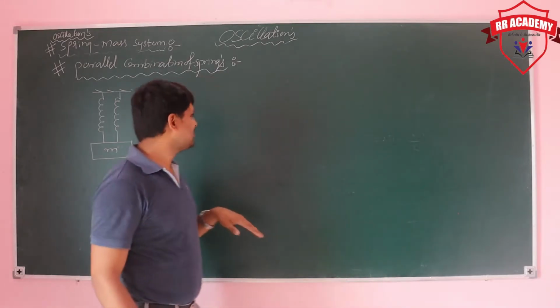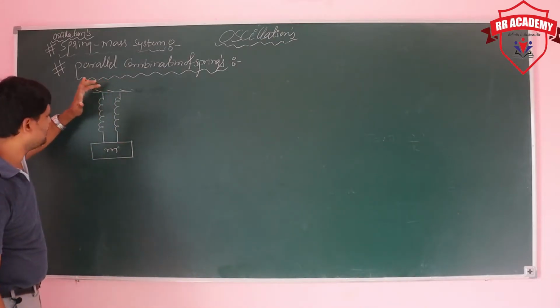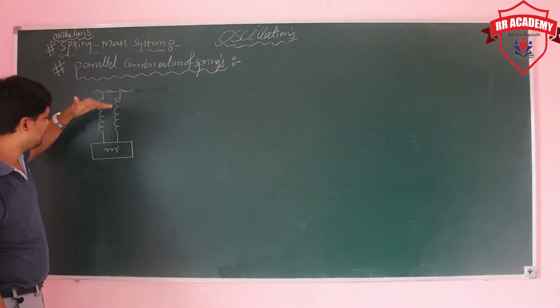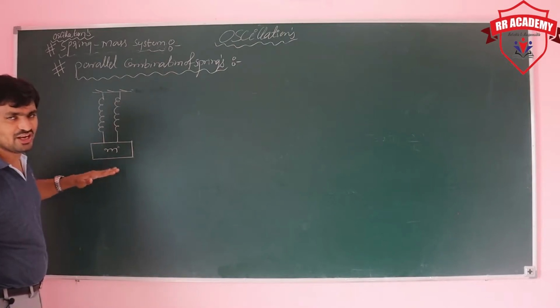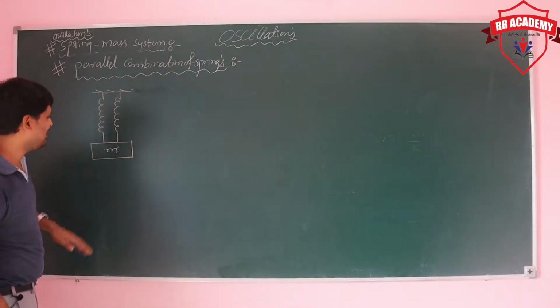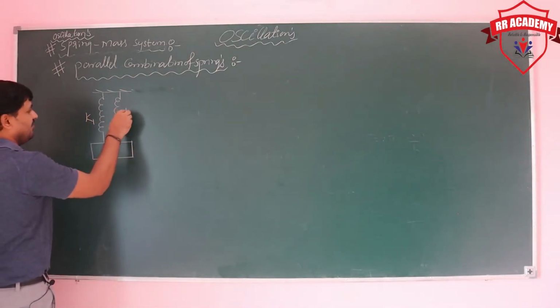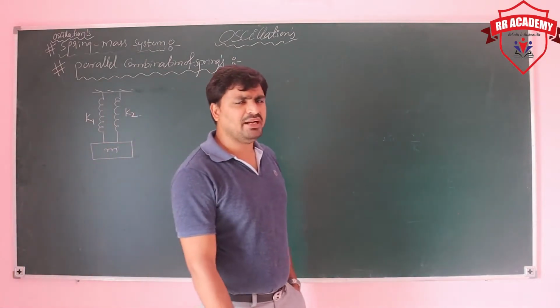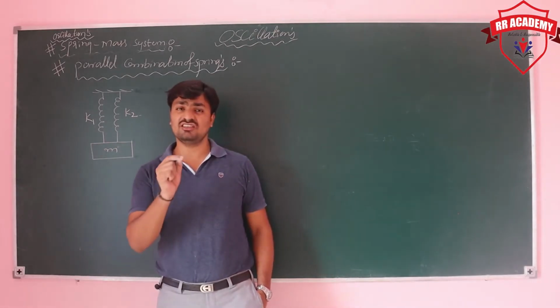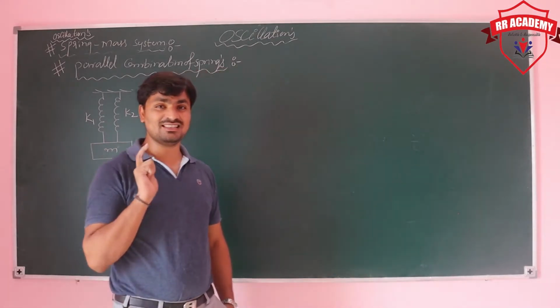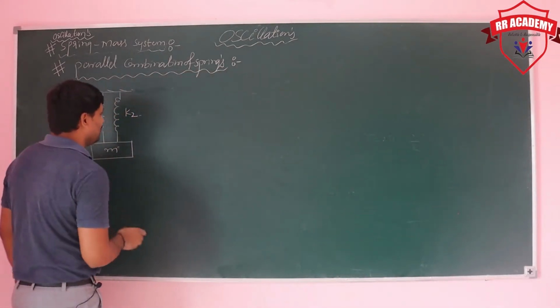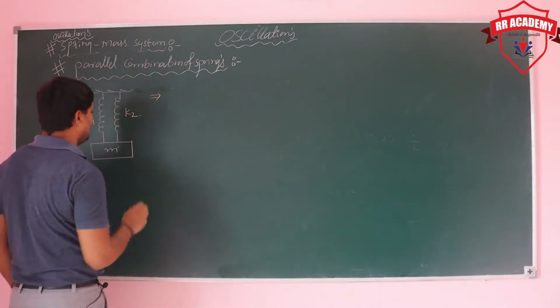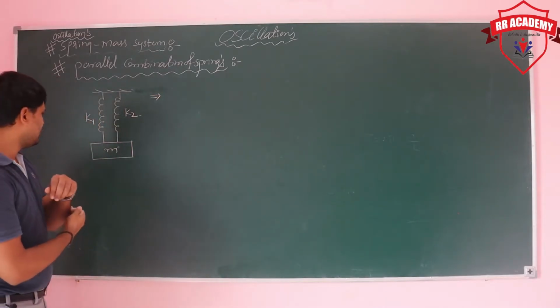So that's here. See here, two ends of the springs are directly joined to the supports. That's why this comes to a parallel combination, k1 and k2. Now see here, what happened to the extension? Extension is equal, and the weight of the body is nothing but the force.